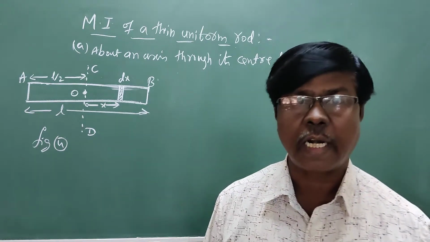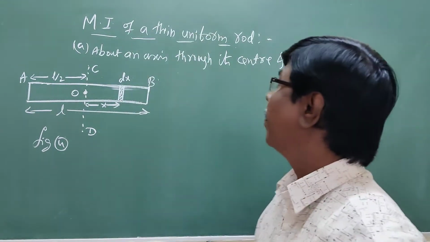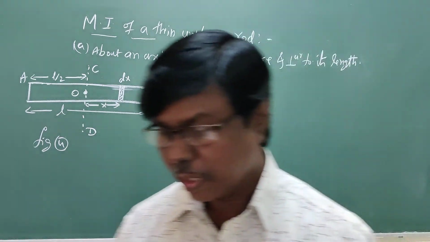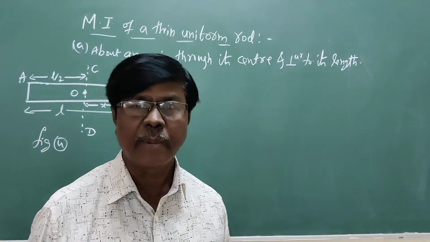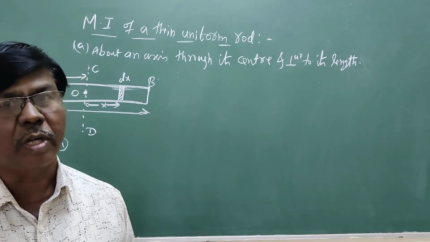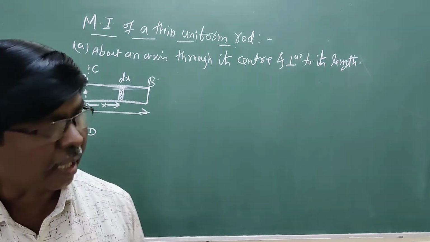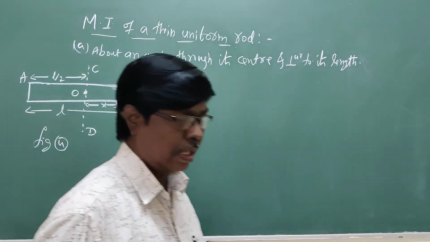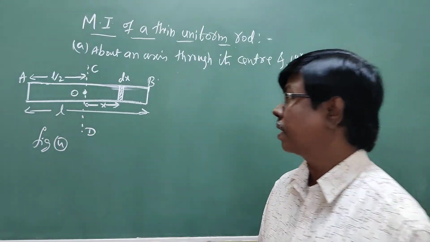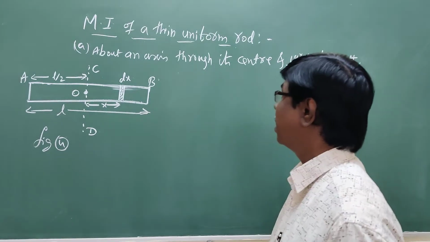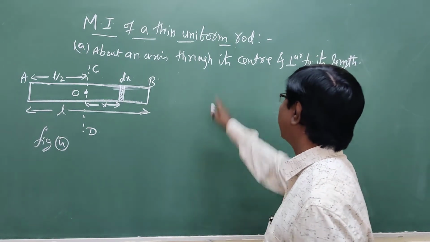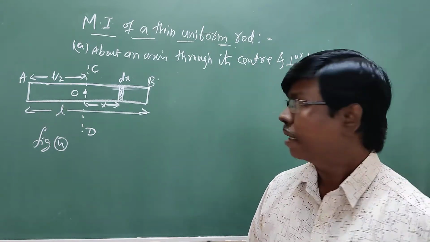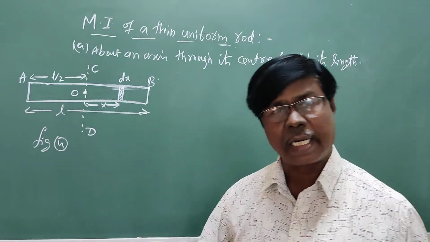Now we'll start another section called the moment of inertia of a thin uniform rod that we will calculate. It means in this class we will calculate the moment of inertia of a thin uniform rod. There are two cases in these derivations. The first one is about an axis through its center and perpendicular to its length. The second one we will calculate later.